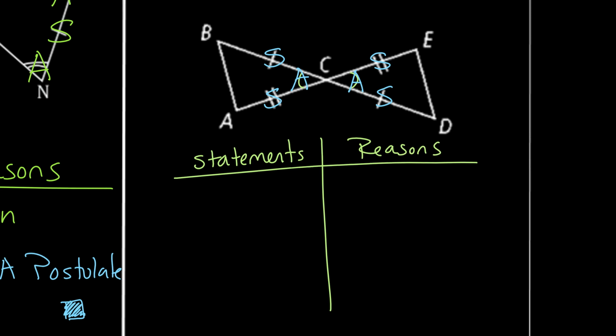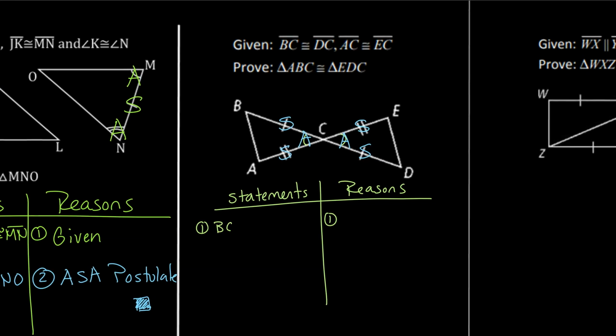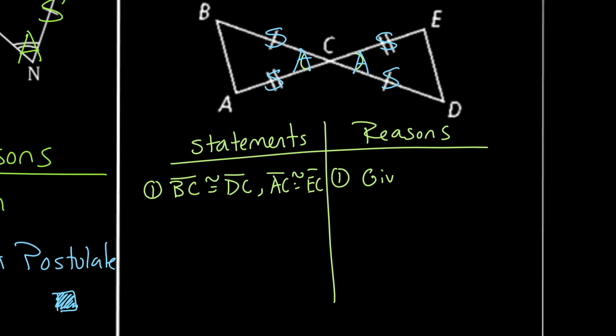I'll show you. So, number 1, we always write down our what first? Given. So, BC is congruent to DC, and AC is congruent to EC. And how do I know this is true? Given. It's given to us. Then, after I checked that the givens were marked congruent, what did I then do? I marked the vertical angles, right? These two vertical angles are congruent. How can I say that these two vertical angles are congruent?